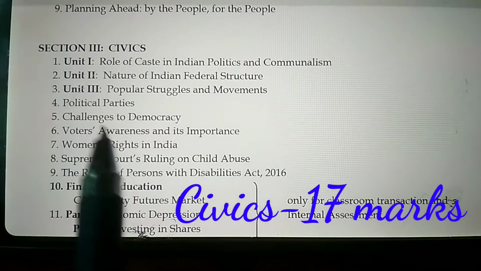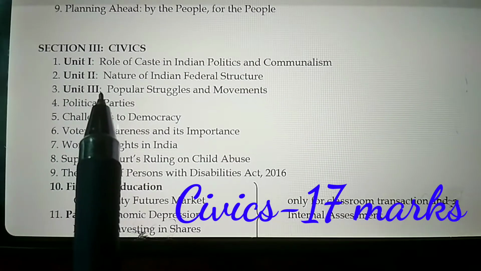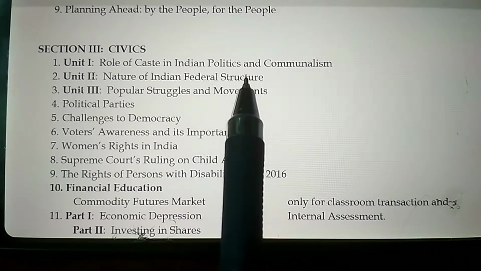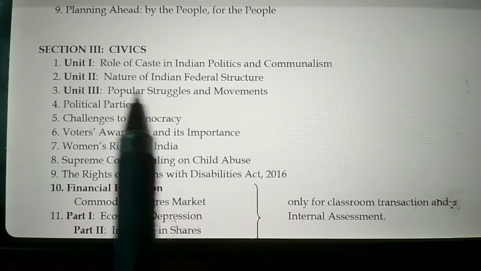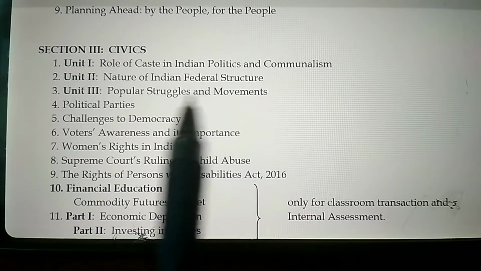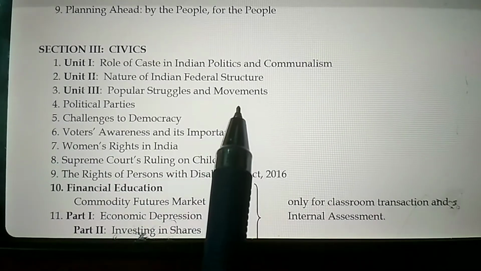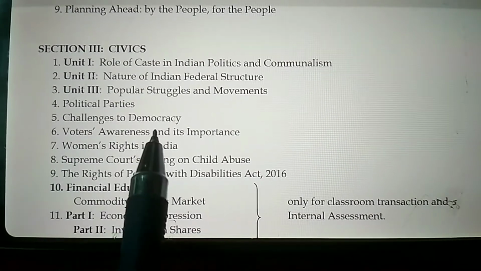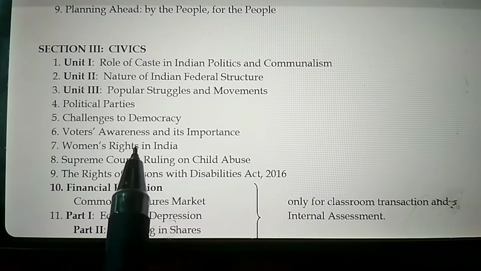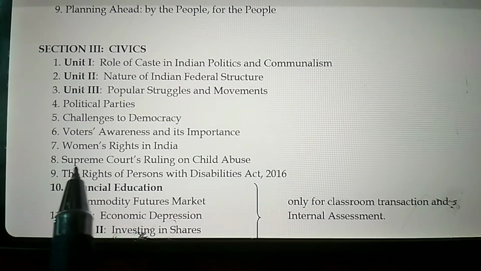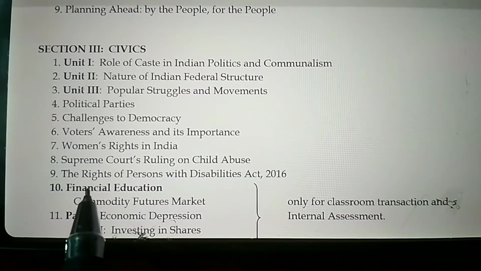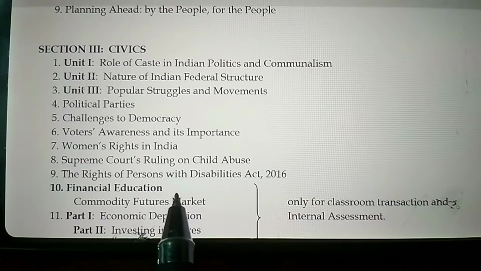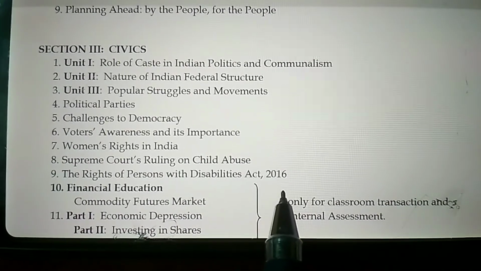In civics, the topics that you have to prepare are: number 1, role of caste in Indian politics and communalism, nature of Indian federal structure, popular struggles and movements. Point number 4 is political parties, challenges to democracy, voters' awareness and its importance, women's rights in India, Supreme Court's ruling on child abuse, the Rights of Persons with Disabilities Act 2016.